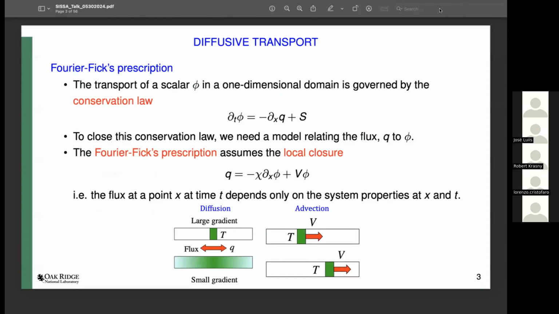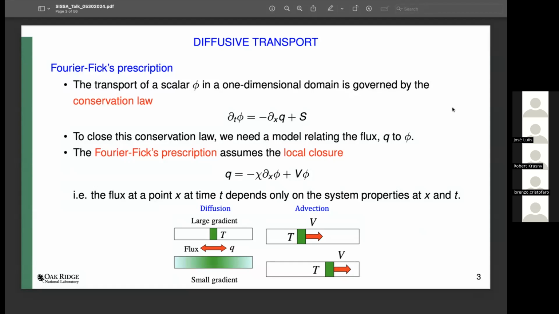So again, starting with something which is fairly known, it's always good to start a presentation on the same page. The cornerstone of transport is the conservation law of whatever quantity you are considering. In this case, the quantity is phi. It could be the temperature of the ocean, the temperature of a plasma, an animal species in a biological problem, etc. That is a conservation law, and it simply says that the rate of change of that quantity responds to the fluxes and the sources. Now, this equation has to be closed, and this is what is called the closure problem.